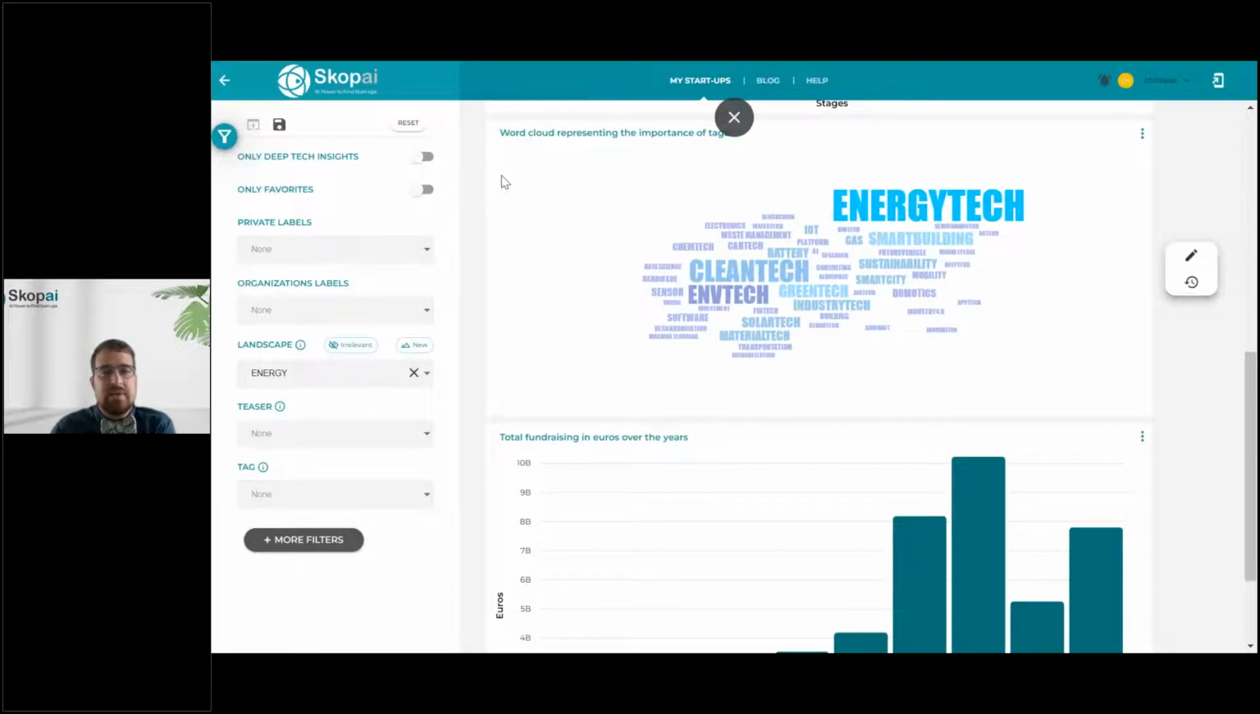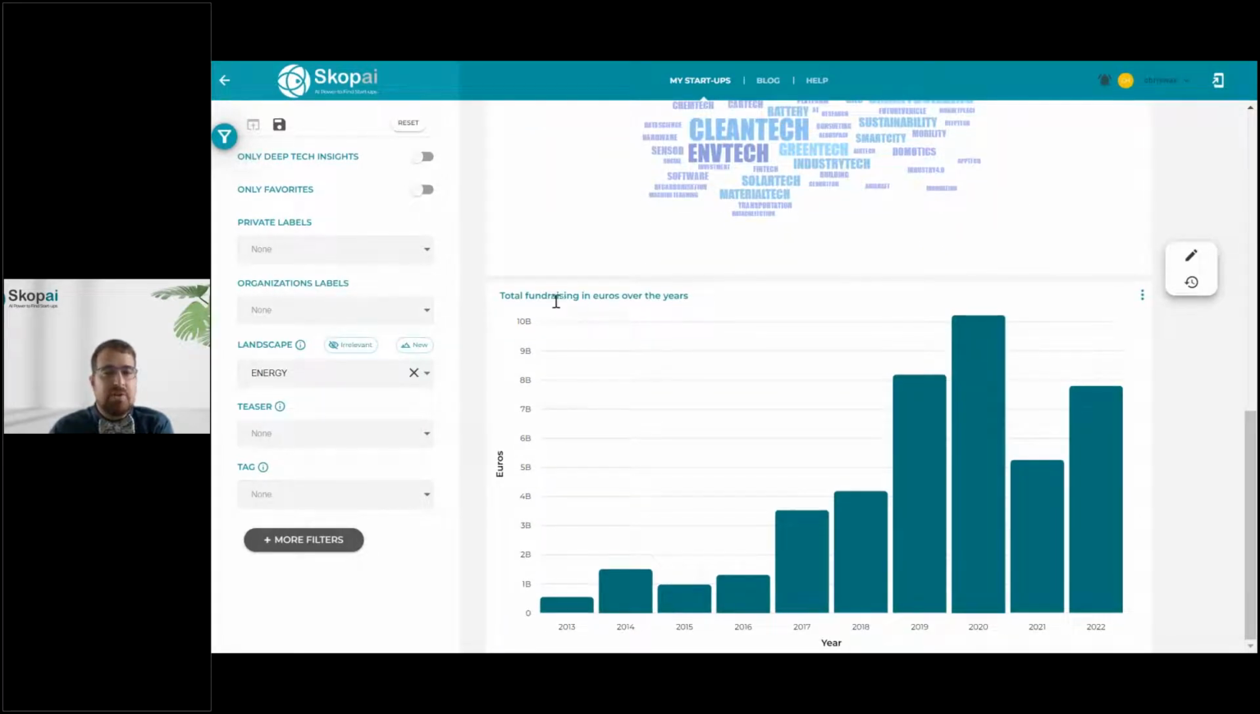The next we have is a word cloud that represents the importance of tags. We use tags for Alfred to understand and help us sort the startups into different landscapes or ecosystems. So of course in energy, we can see here we have energy tech, clean tech, environment tech, sustainability, and a number of different ones just relating to how prevalent they are in here. The larger they are, the more prevalent in the landscape.